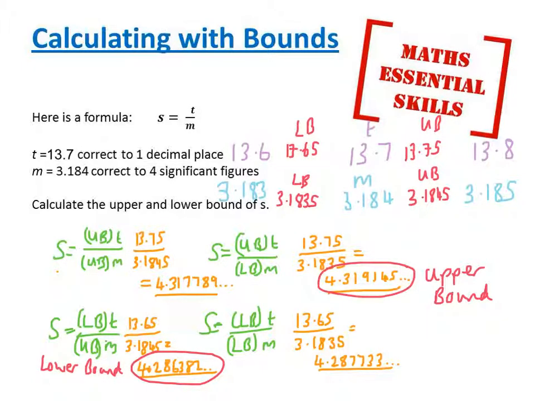If the question asks me just to work out S to an appropriate degree of accuracy, what my answer would be is that S would be 4.3 because that's what all of the answers round to.